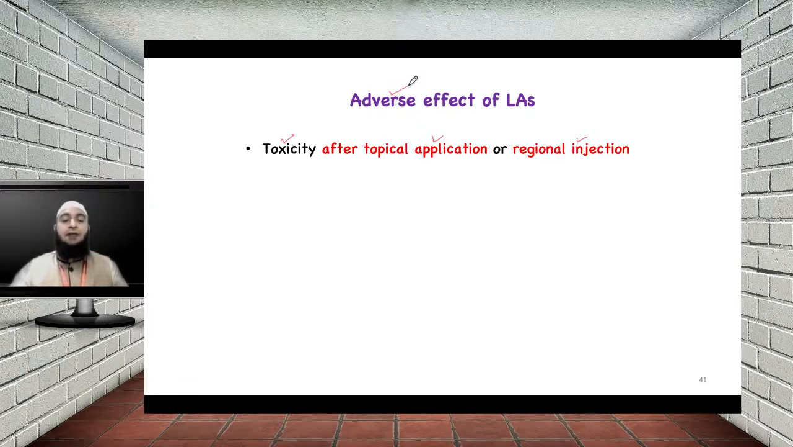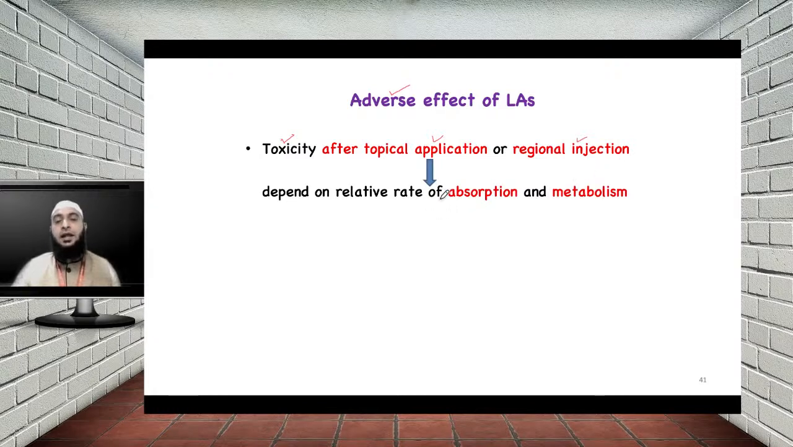So the toxicity after topical application and regional injection depends on the relative rate of absorption and metabolism. The rate of absorption is higher if the local anesthetic has more lipophilicity. We have seen that two groups are present in local anesthetics: a lipophilic group and a hydrophilic group. The aromatic ring provides lipophilicity. If that lipophilicity is more, then although you have applied it topically, it goes through the skin and different membranes into blood circulation.